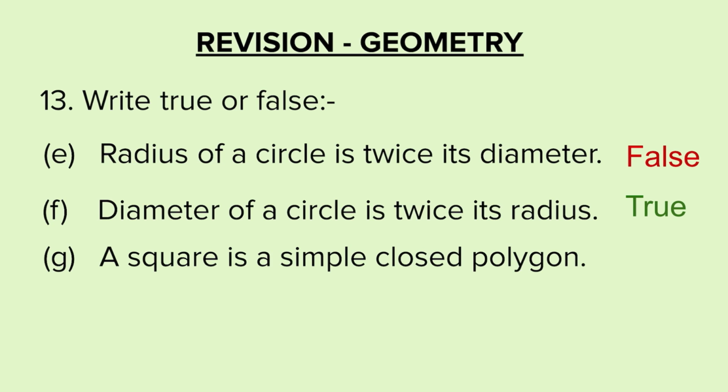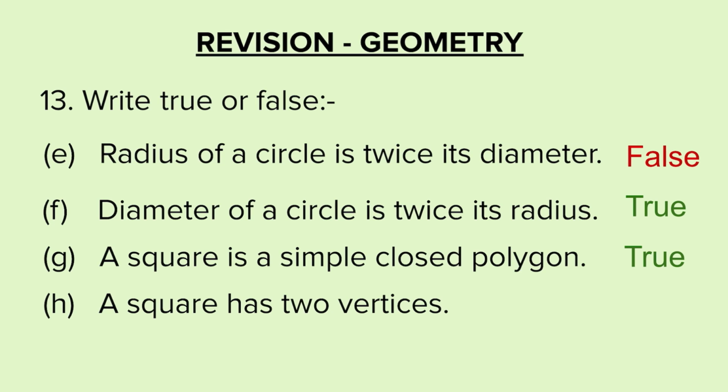G part. A square is a simple closed polygon. Here they are talking about 3 terms. Simple means no line crosses each other. In a square, no line crosses each other. Closed means the starting and the end point connect with each other. That is also there in a square. A polygon is a simple closed figure made by joining line segments. So a square comes under that category also. So this is true. H, a square has 2 vertices. Vertices means the corners. A square has 4 corners, therefore this statement is false.